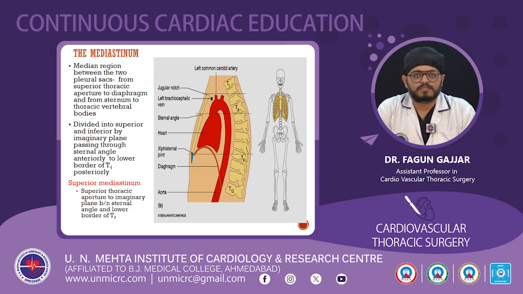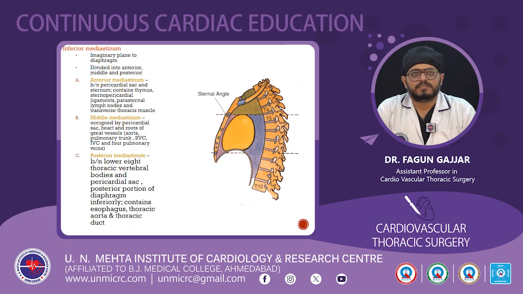The superior mediastinum is from the superior thoracic aperture to the imaginary plane between the sternal angle and the lower border of the 4th thoracic vertebra, while the inferior mediastinum is from the imaginary plane from the sternal angle of Lewis to the lower border of the 4th thoracic vertebra to the diaphragm. It is again divided into anterior, middle, and posterior mediastinum.